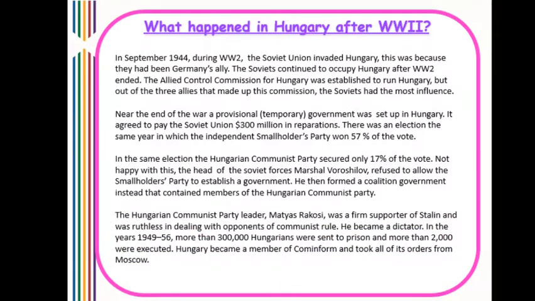The Hungarian Communist Party leader, Mátyás Rákosi, was a firm supporter of Stalin and was ruthless in dealing with opponents of communist rule. He became a dictator, and in the years 1949 to 56, more than 300,000 Hungarians were sent to prison and more than 2,000 were executed. Hungary became a member of Cominform and took all of its orders from Moscow.